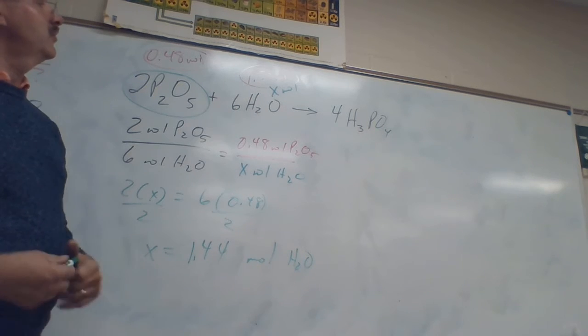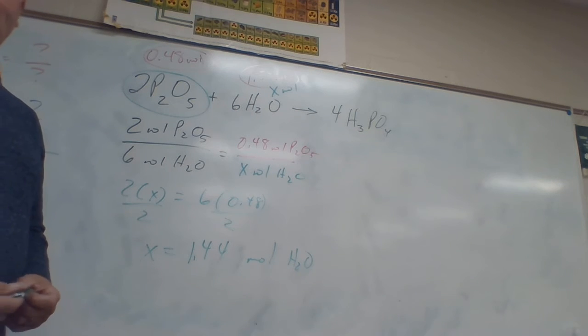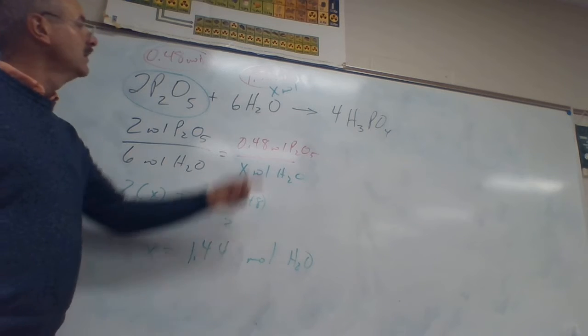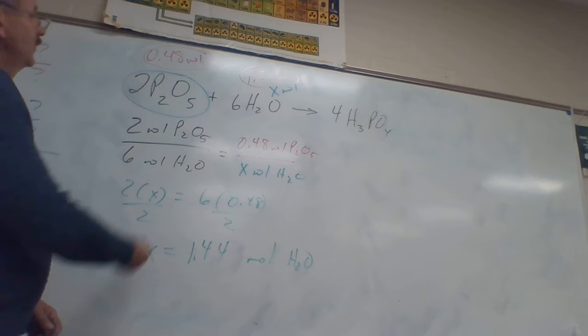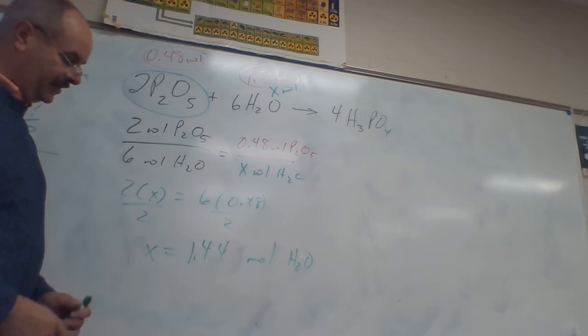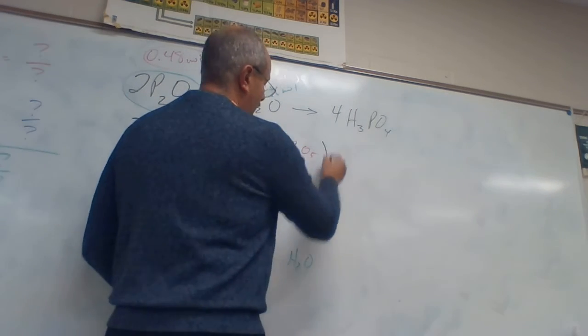Do I have 1.44 moles of water? Yeah, I do. And I've got some extra, don't I? Because I have 1.52 and I only need 1.44. So that still shows that this is my limiting reagent. So let's go to the second part of this.